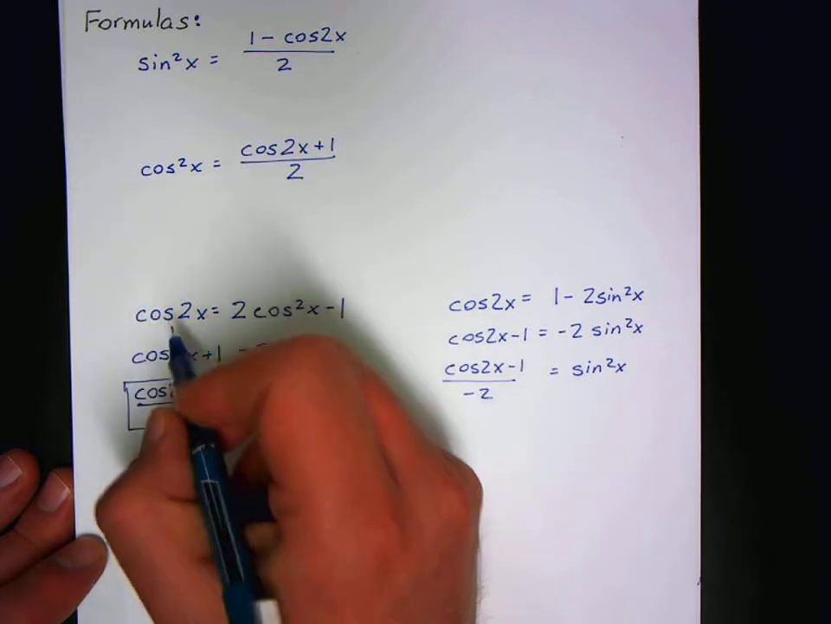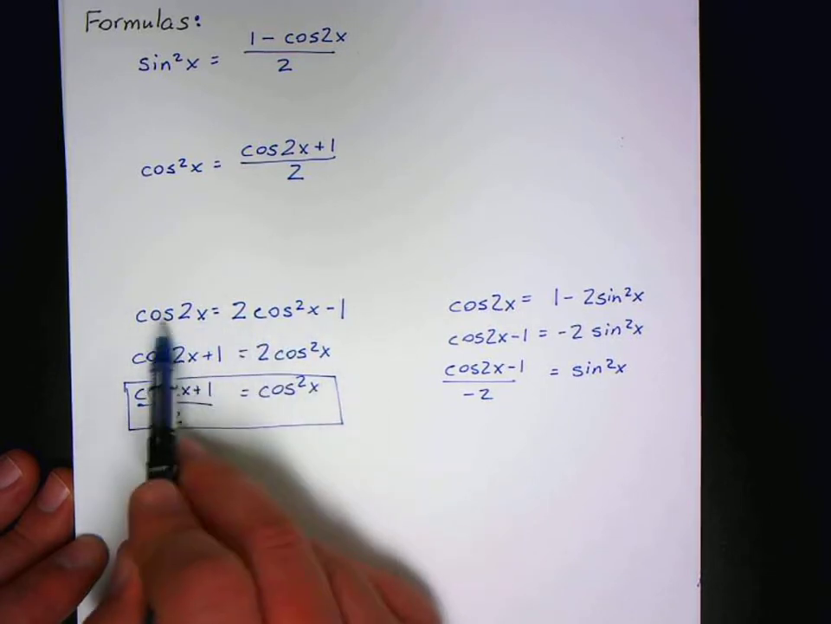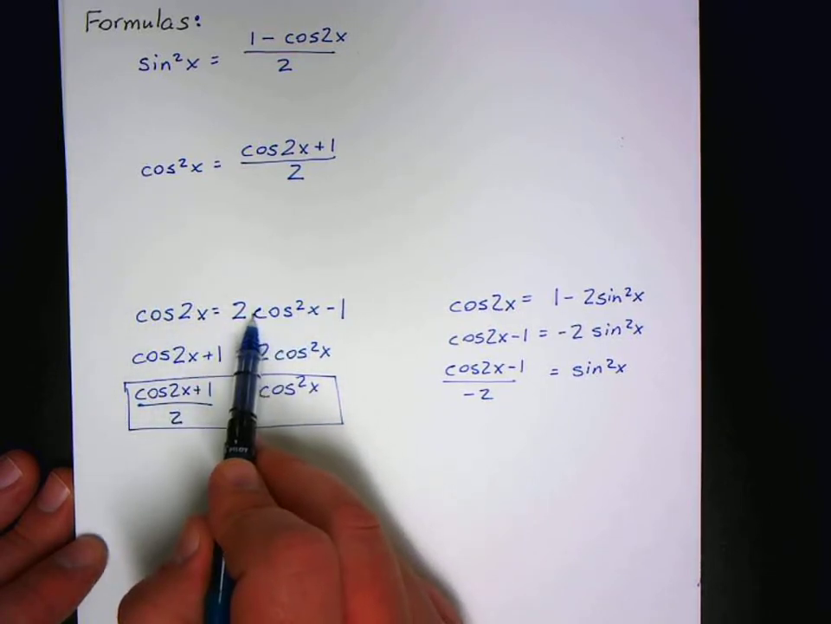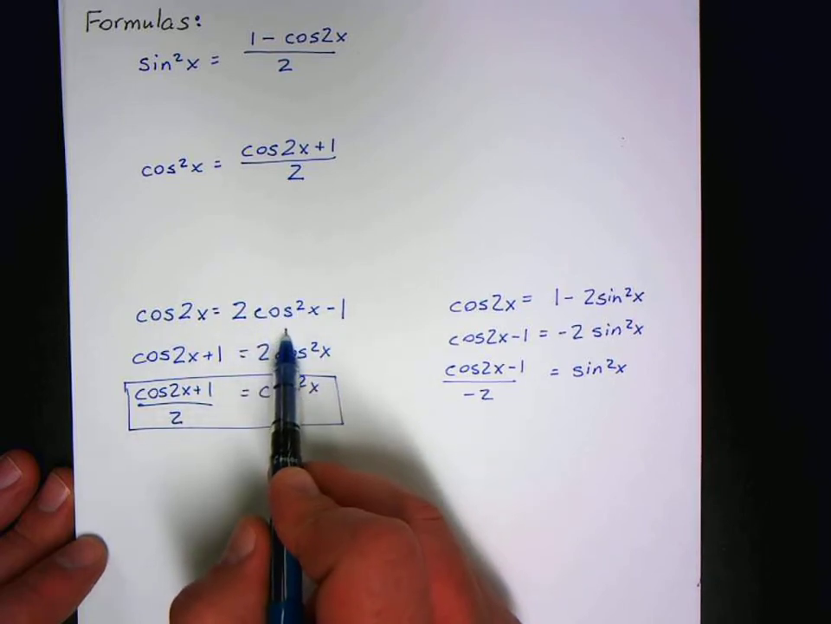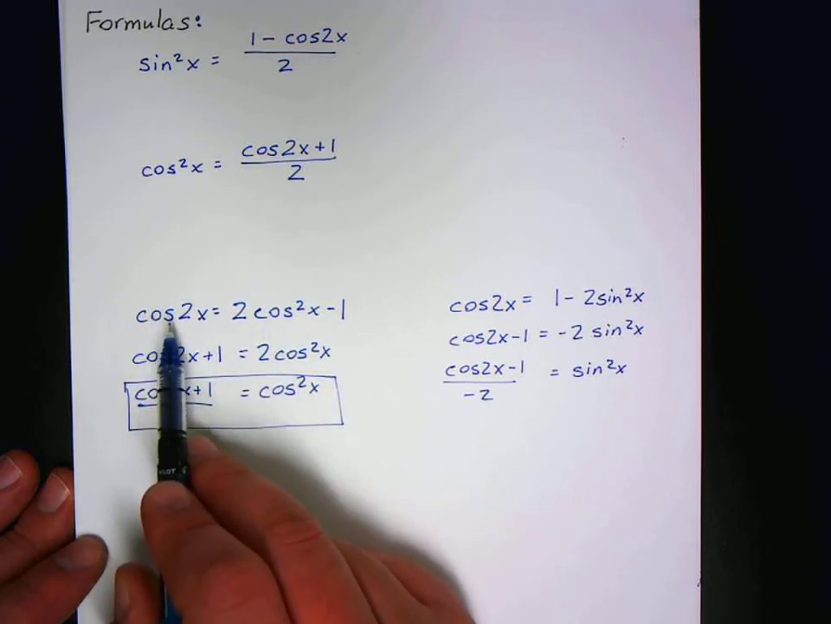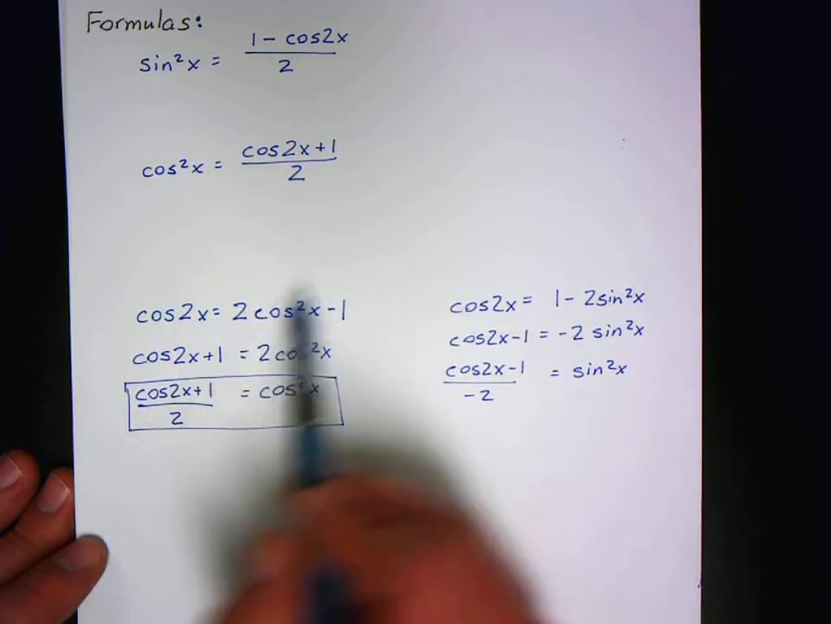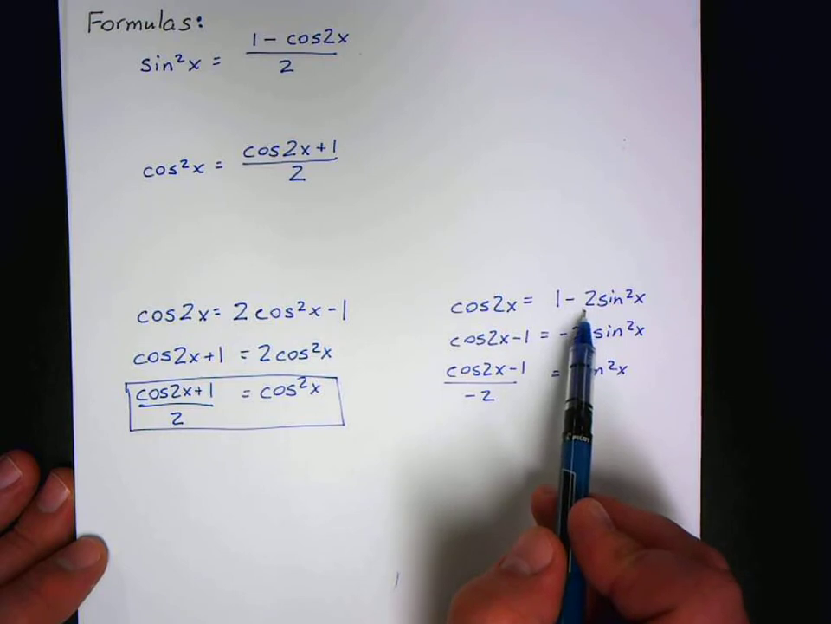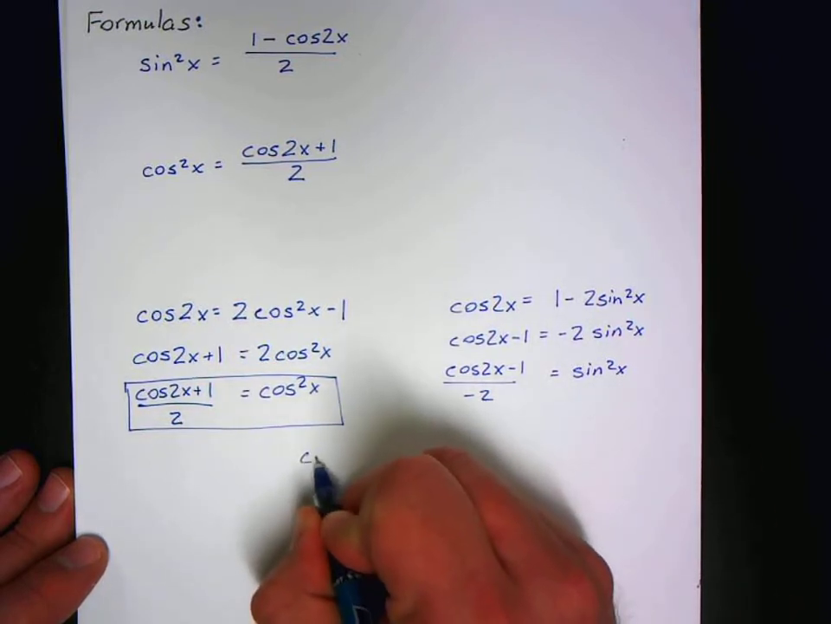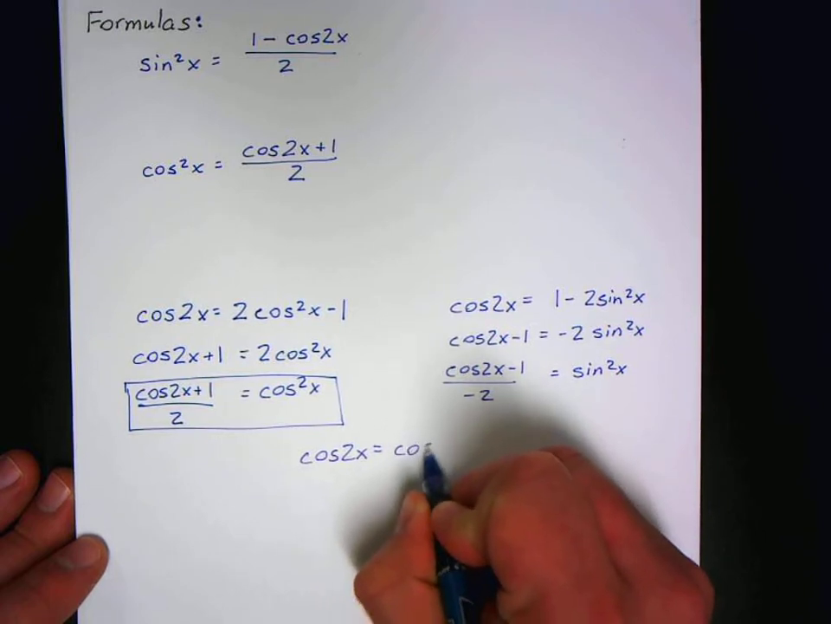So we had a double angle formula for cosine 2x. That was this. Okay. Then we just rearrange it. Yes, cosine squared. So for the double angle formula for cosine 2x, we had 3 formulas. We had cosine 2x equals this, we had cosine 2x equals this, and we had cosine 2x equals this.